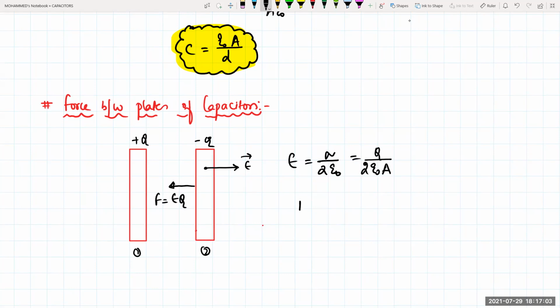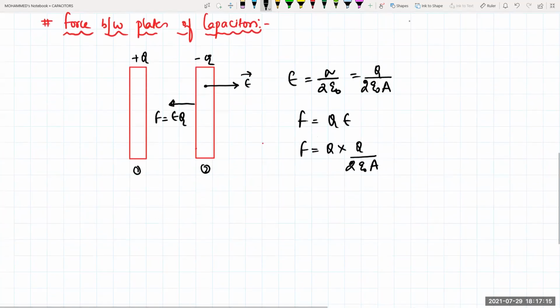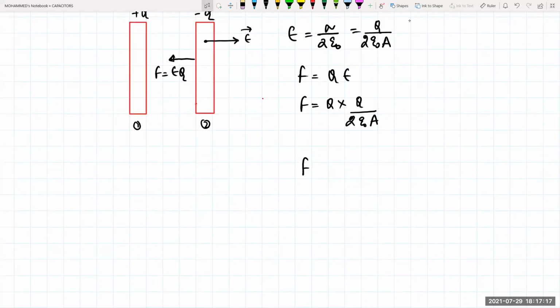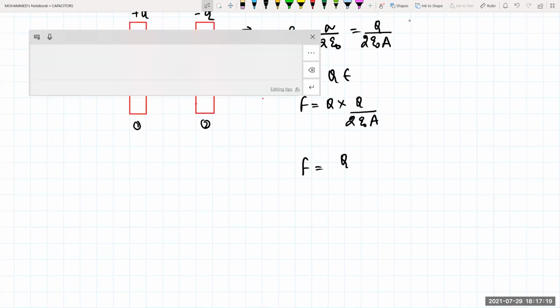Force on each plate will be equal to how much, beta? F is equal to Q into E. So F is equal to Q into the electric field, which is Q divided by 2 epsilon naught A. So how much force am I getting right now, beta? The force between the plates of the capacitor is equal to Q square divided by 2 times epsilon naught into area.